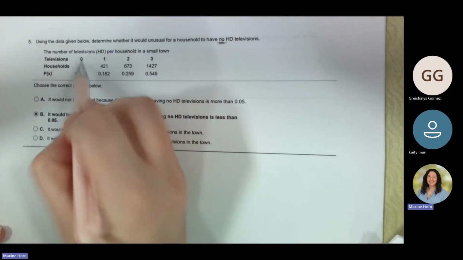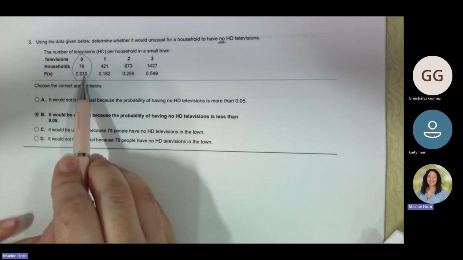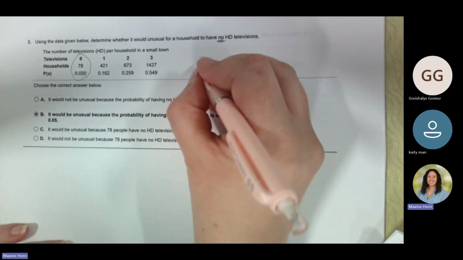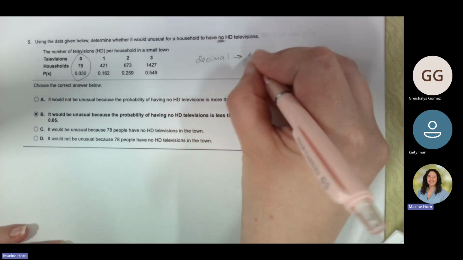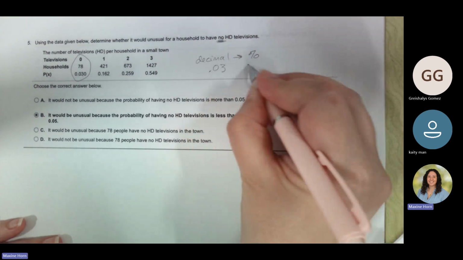So no HD televisions. Well, no HD televisions would be 0, right? That's 0. So the corresponding probability is 0.03. So remember that when you have to go from decimal to percentage, you can go back and forth. So 0.03, that's 3%, right?